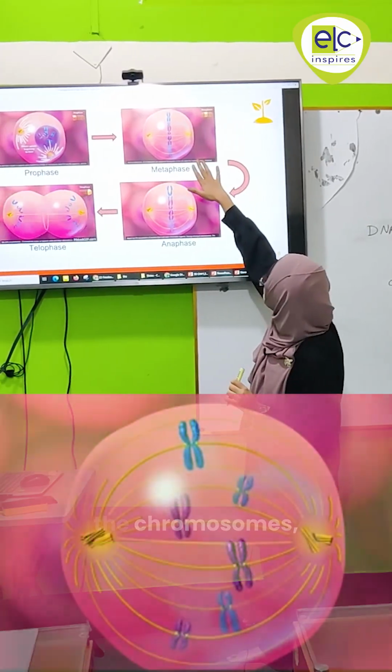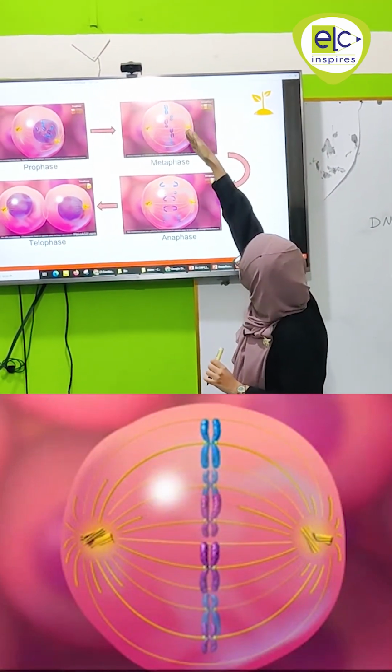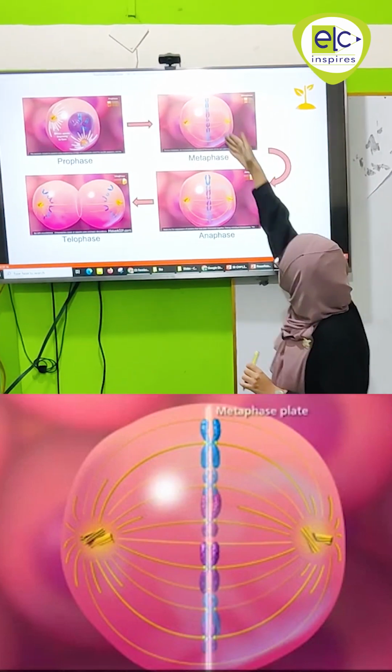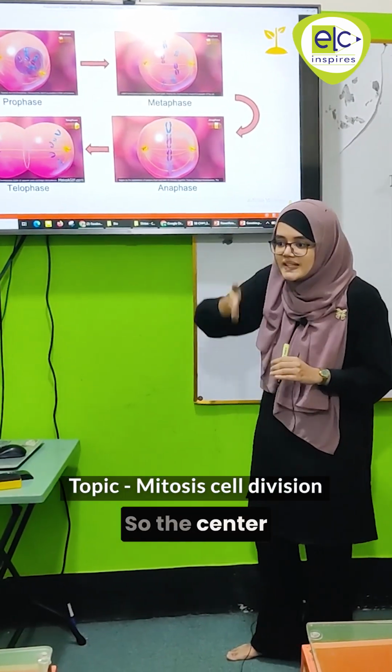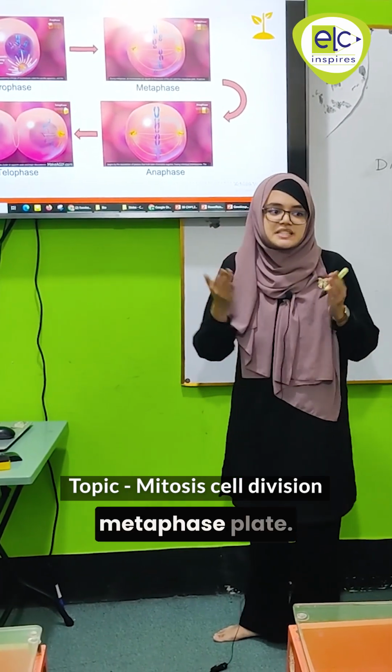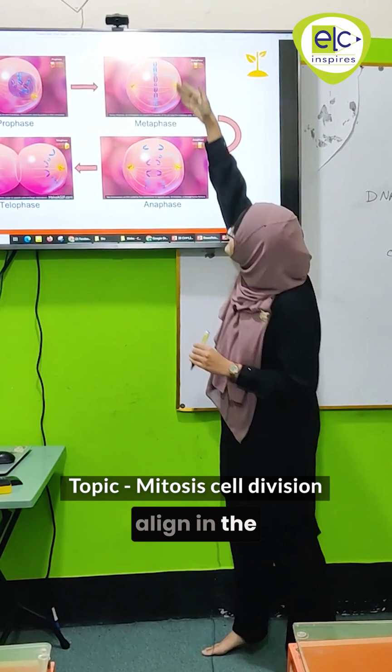Clear, everyone? Let's learn what happens in metaphase. In metaphase, we can see that the chromosomes line up in the middle, in the center. This center is called the metaphase plate. So the center of the cell is called the metaphase plate, and the chromosomes will move and align in the center.